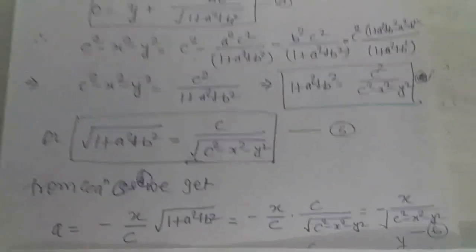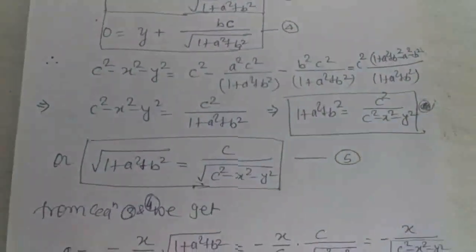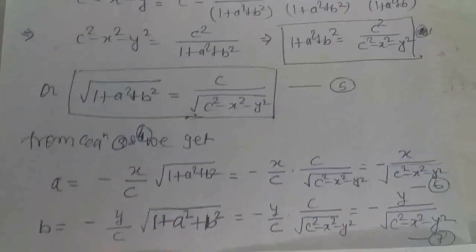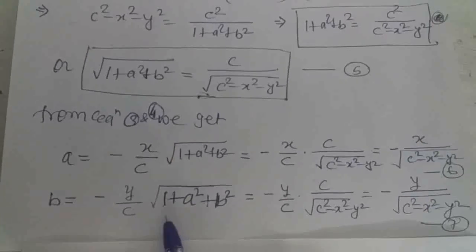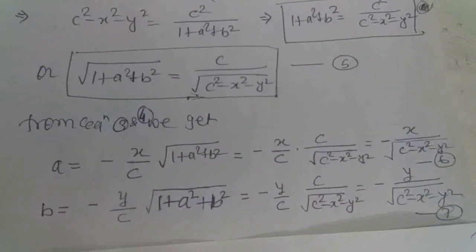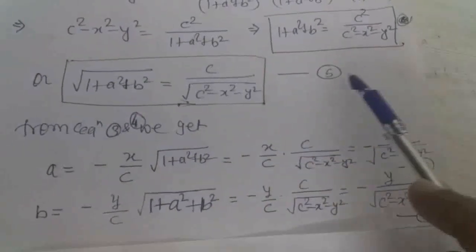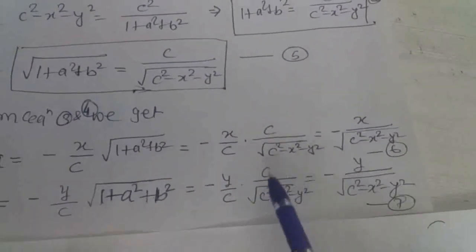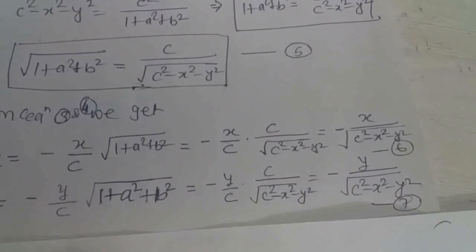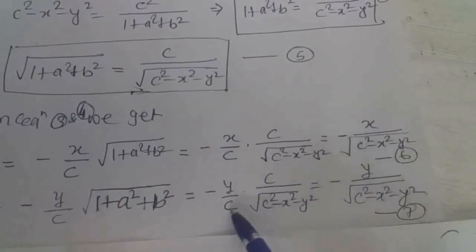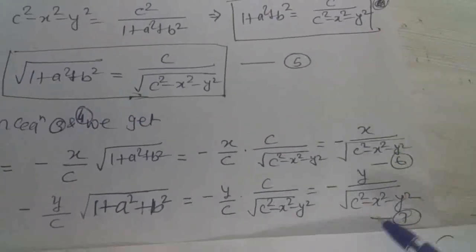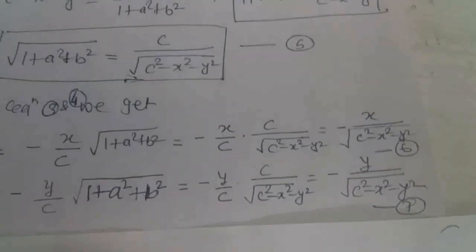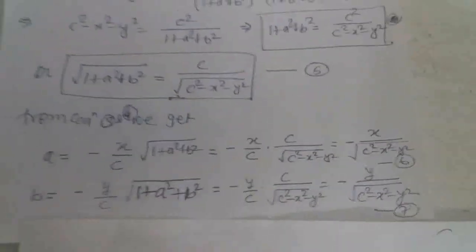And similarly, from equation 4, we get B. The value of B is minus Y by C into square root of 1 plus A square plus B square. Again, using equation 5, we get minus Y by C into C upon square root of C square minus X square minus Y square. So C cancels out and we get the value of B is minus Y upon square root of C square minus X square minus Y square.